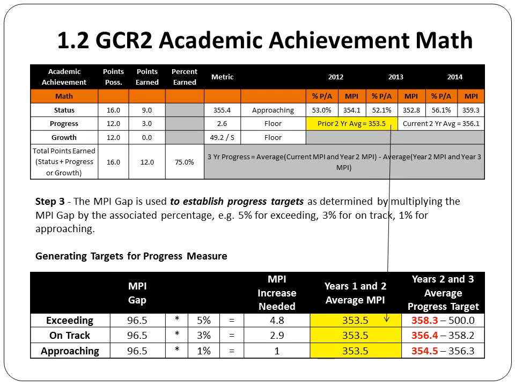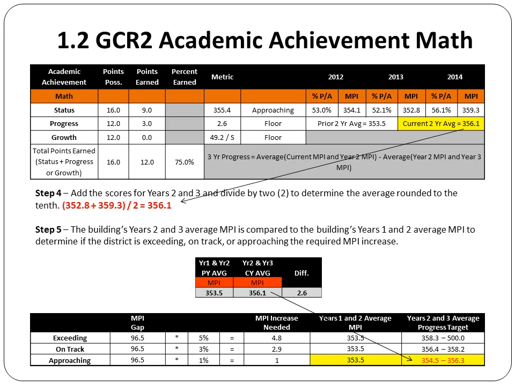Now, in step 3, the MPI gap is used to establish progress targets as determined by multiplying the MPI gap by the associated percentage. You can get a 5%, which is exceeding, 3%, which is on track, or 1%, which is approaching. We're going to focus on the 1% because that is an obtainable goal. So what we'll look at is the gap for us to increase 1% of our kids in the MPI would fall in the area of 354.5 to 356.3. And as you can see at the far right side, at the top of your page, it is a 2-year average of 2013 and 14.